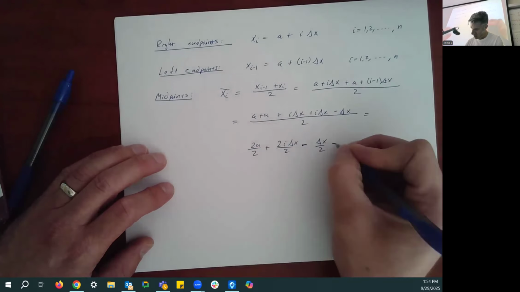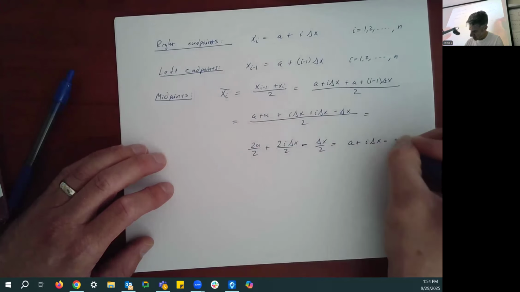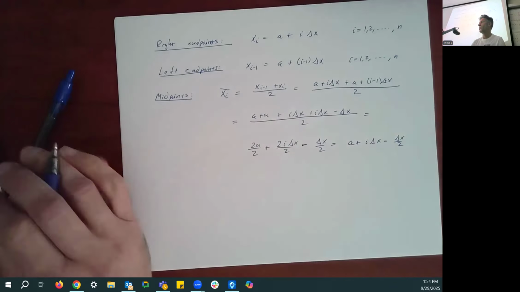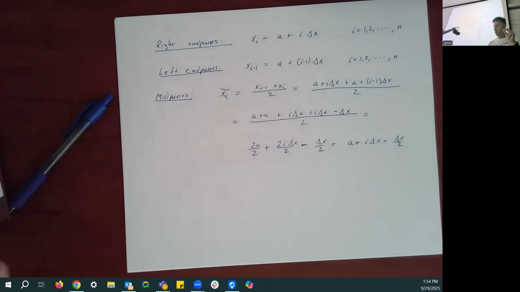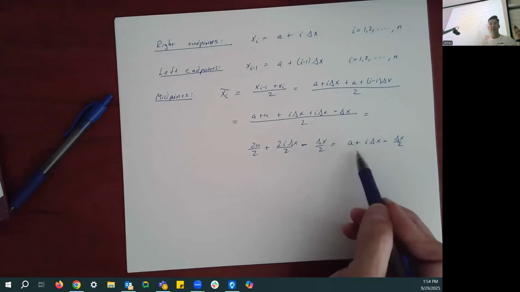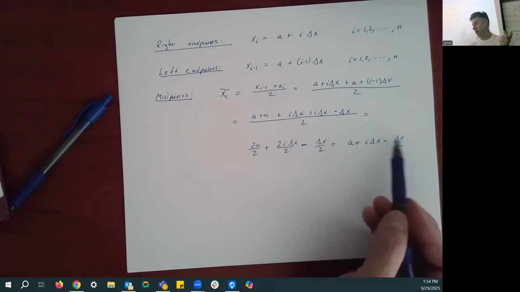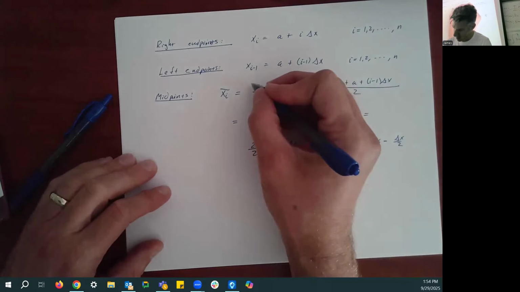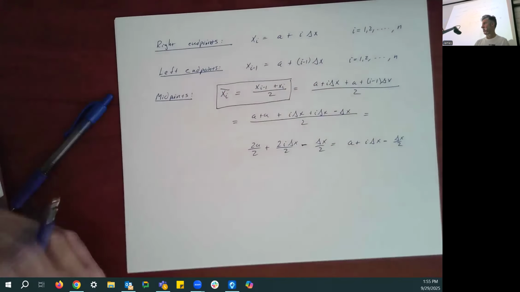So that's going to be a plus I times delta x minus half of delta x. Which again, if you think about it, doesn't seem super surprising, right? You're essentially going to get the right endpoint and then going back half of the width of the subinterval to get your midpoint. I don't think that's the best way to do it, though. I actually think this is the best way to think about it, the first way I thought about it. So that's how we're going to get the midpoint.